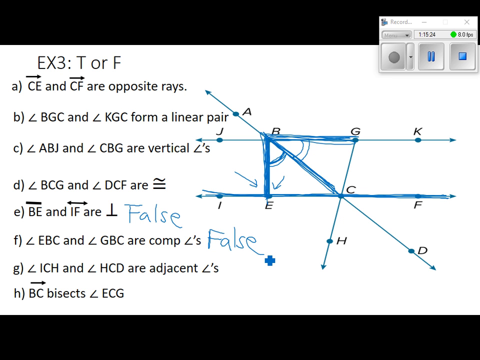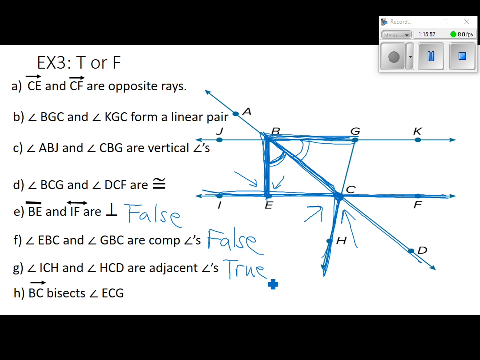Angle ICH, that's this angle right here, and angle HCD, that's this angle, are adjacent angles. Are they neighbors to each other? Do they share a side and a common vertex? That's true because they are adjacent. It doesn't tell us anything else about them, but we do know that they are neighbors with each other.